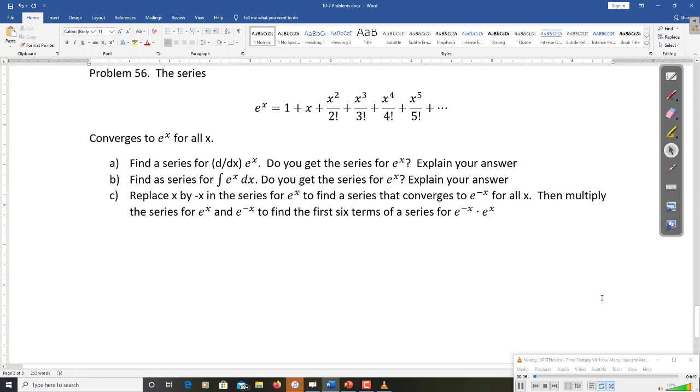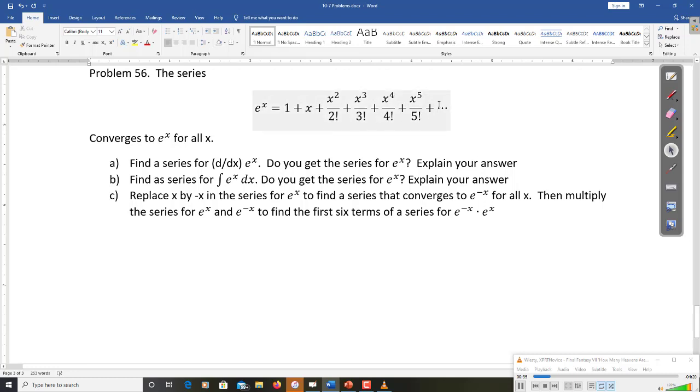e^x = 1 + x + x^2/2! + x^3/3! + x^4/4! + x^5/5! + ..., converges to e^x for all x. It's an interesting thing that you can express e^x as a power series. And I think this is actually one of the simplest computational ways of calculating a pretty exact value of e, is just to do this.